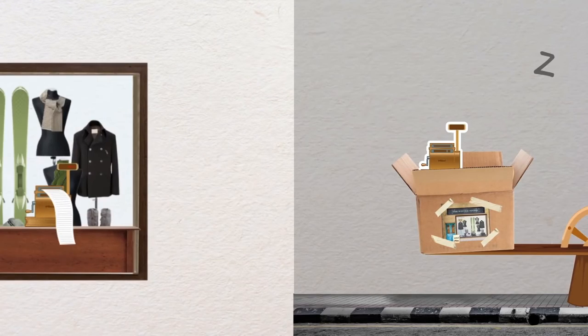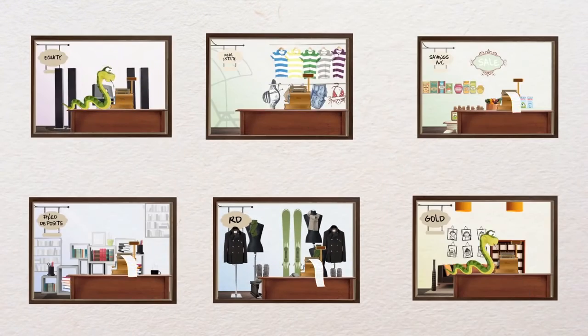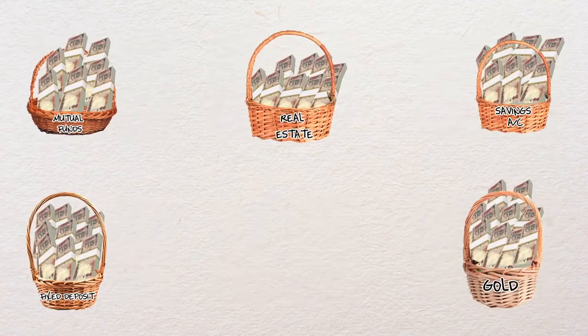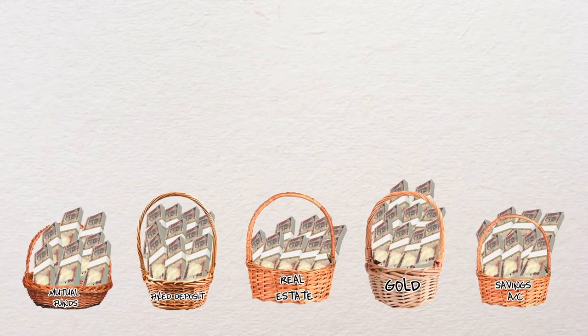So plan wisely and use asset allocation to diversify risk among different asset classes and generate stable returns over your investment period. Remember, different baskets, safer eggs.